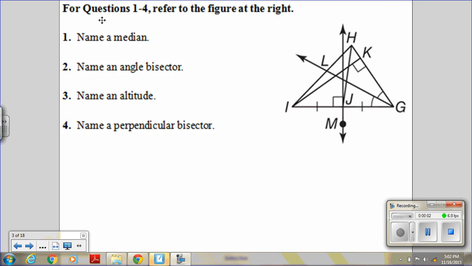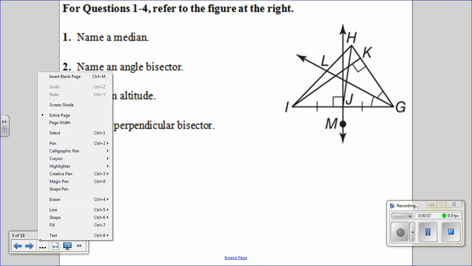Unit 5 Review Part 1. For the first 4 questions, you have to use the diagram on the right.